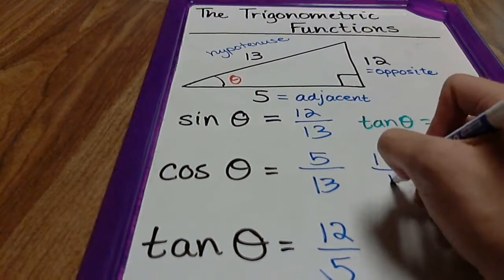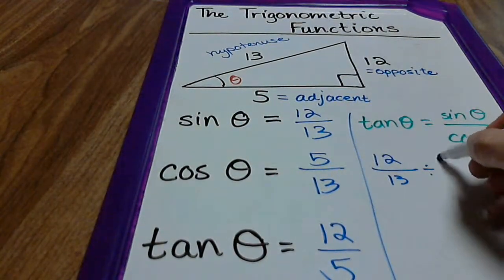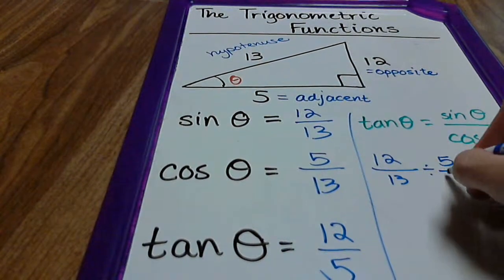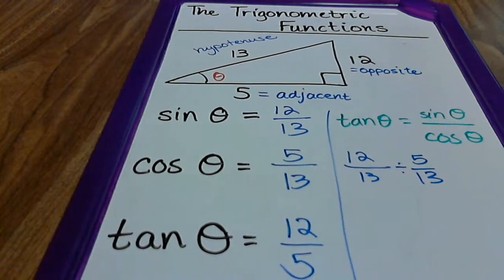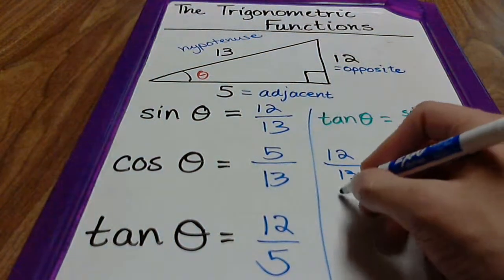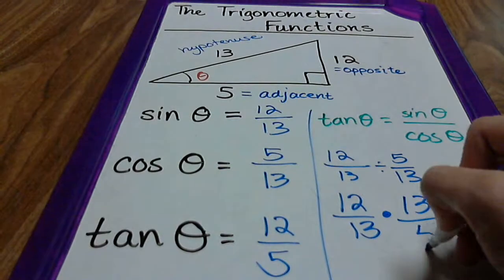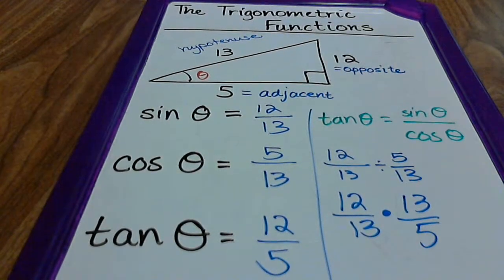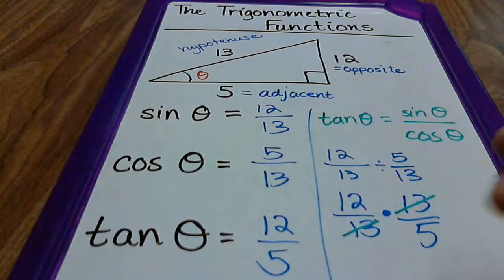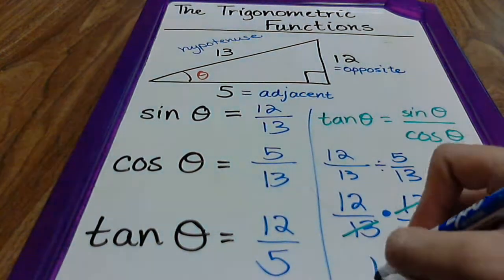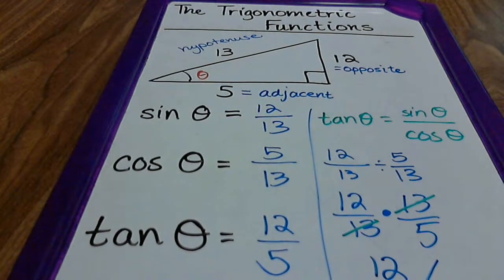So we have this. The sine of theta is 12/13 divided by 5/13. Okay, with division of fractions, it simply says to flip the second fraction. Okay, and what happens? The 13s cancel out, and so you have 12/5. Which is, again, what we should have gotten for the tangent of theta.